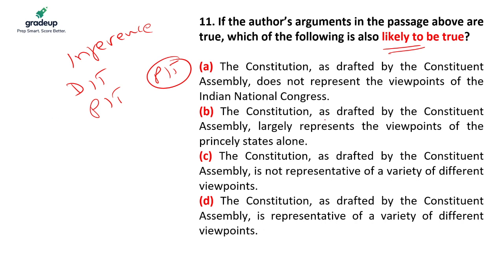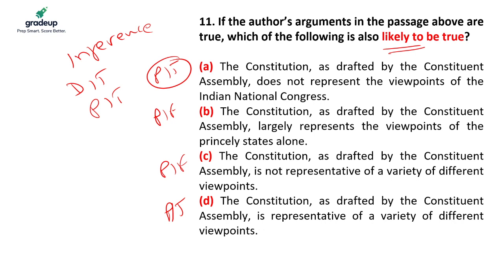The Constitution as drafted by the Constituent Assembly largely represents the viewpoints of the princely states alone. Probably false. This conclusion cannot be drawn; it is the opposite of what the passage says. The Constitution as drafted by the Constituent Assembly is not representative of a variety of different points of view. Probably false. The Constitution as drafted by the Constituent Assembly is representative of a variety of viewpoints. Now, this is also possible. So which one is the answer?